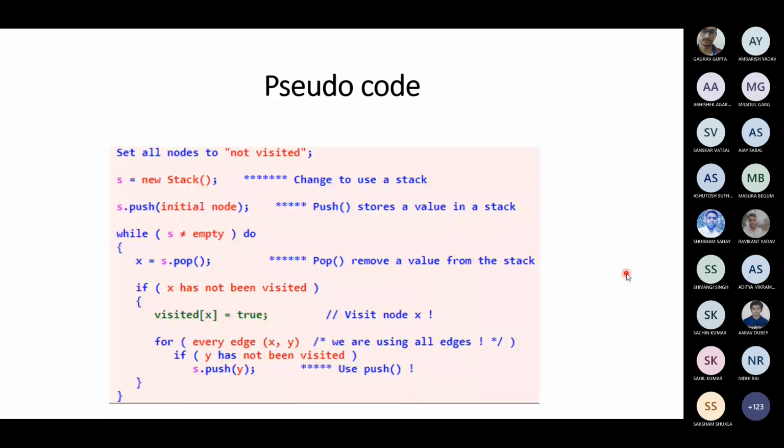So this is a simple pseudocode. You get a new stack. Initially, the stack is empty. Then you keep pushing the node which you are visiting. Pop that element which has not been visited. If visited is true, then visit the next node. If it is not visited, then push them into the stack. A simple pseudocode. We will look at one more example.